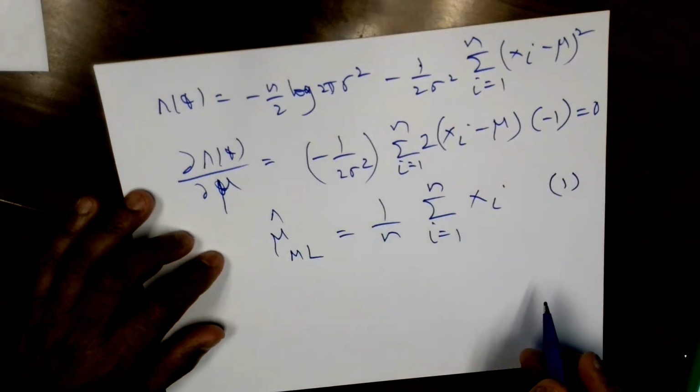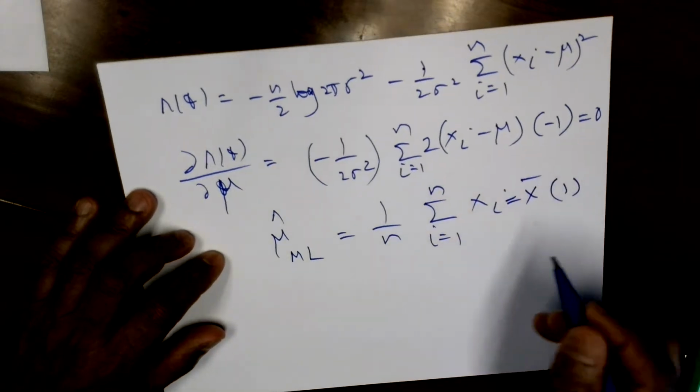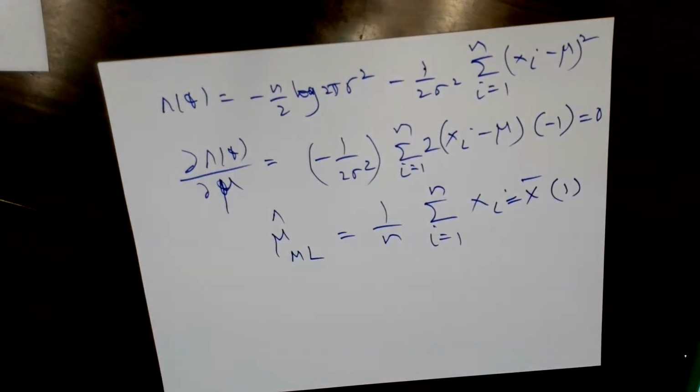So this must be the maximum likelihood estimator. So this is the standard mean. You just add the values and divide by the total number of observations. This is what we would do in any case to find the average.